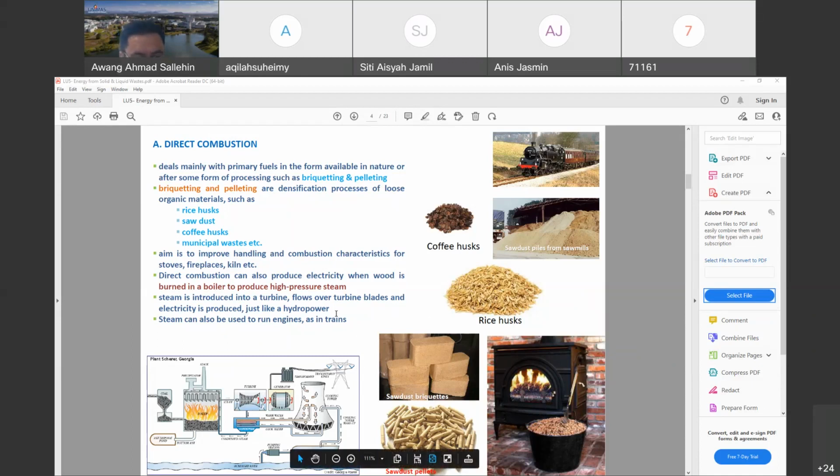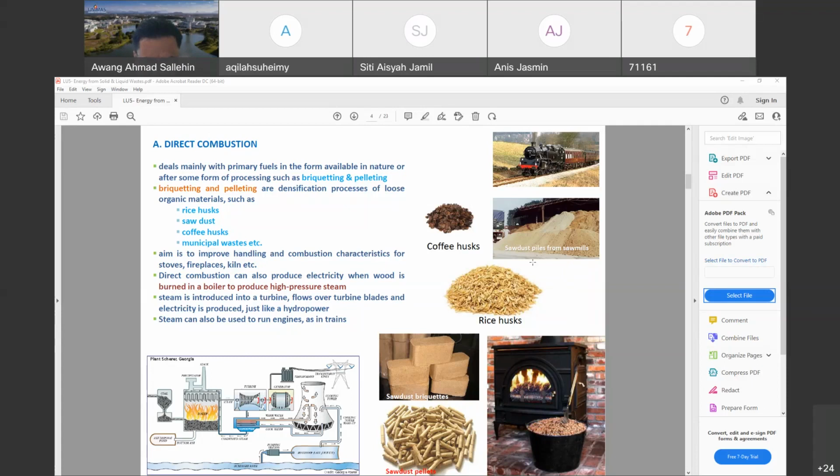Okay, so it's something that is simple. All these piles of sawdust, all these piles of rice husk that you find a lot in the processing plant, can easily be improved in terms of handling and combustion characteristics. Then convert it to be something that is handy for stove, for fireplace, for grill, and this is actually for direct combustion.